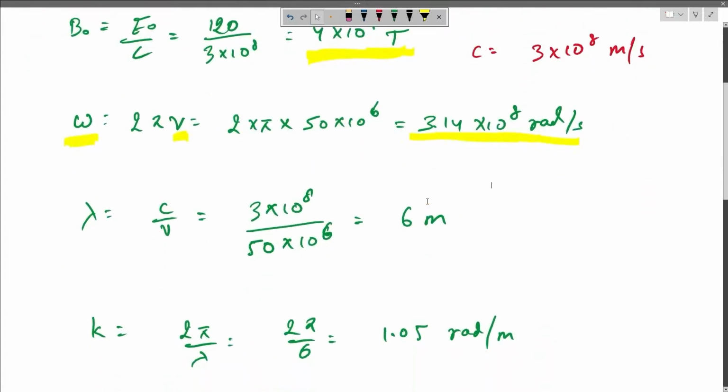For wavelength, we know that the formula is the speed of the electromagnetic wave divided by the frequency. After substituting the values, we will get the value of 6 meters. So this is the wavelength. For wave number, we know that it is 2 pi by lambda, the wavelength. After substituting the values, we will get a value of 1.05 radians per meter. So this is the wave number.